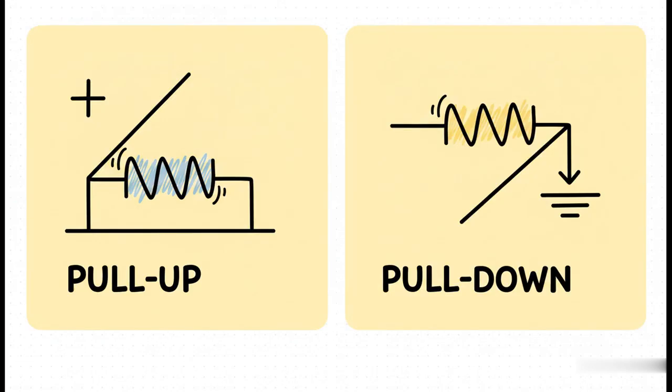So to tame this chaos, engineers use a brilliantly simple solution: pull resistors. You physically tie the pin to a default voltage using a resistor. A pull-up resistor connects the pin to your supply voltage, ensuring that when nothing else is happening, the default state is securely held high. On the flip side, a pull-down resistor connects the pin to ground, holding that default state securely low. This guarantees that your microcontroller always reads a clean, stable signal.